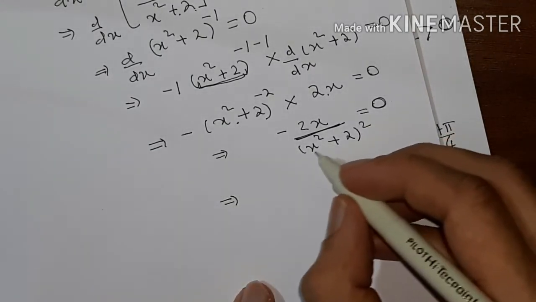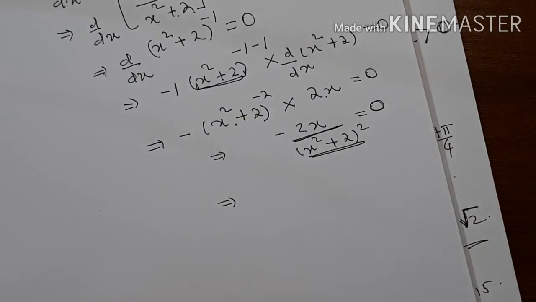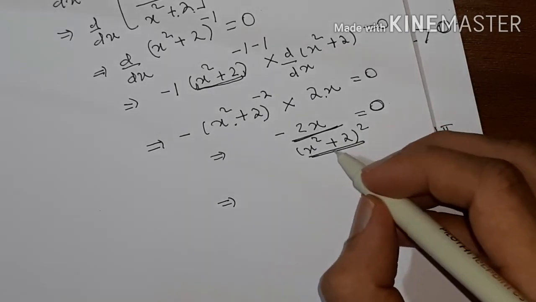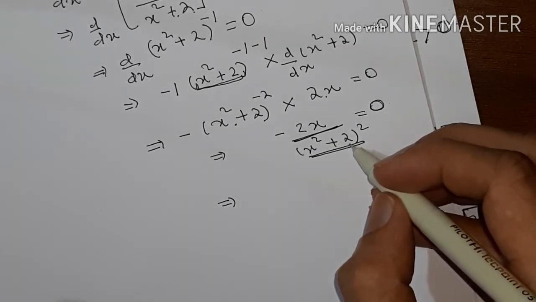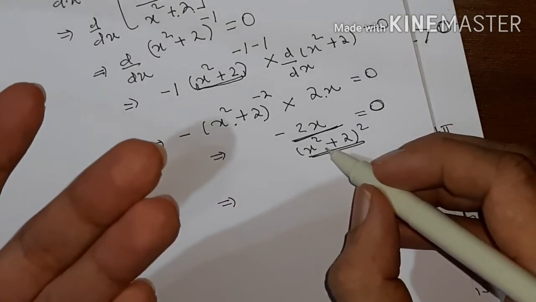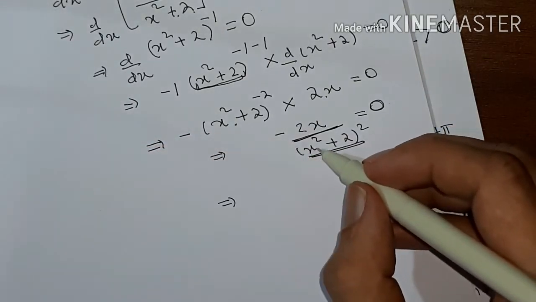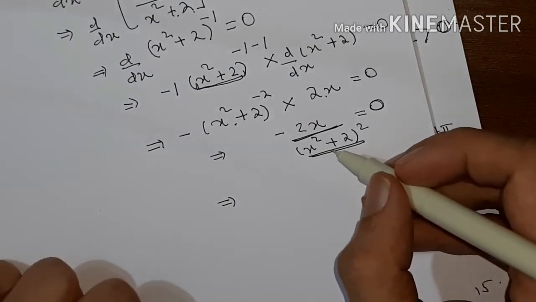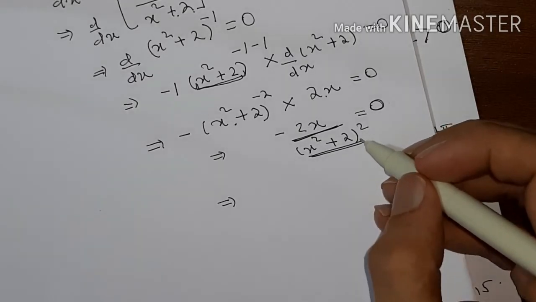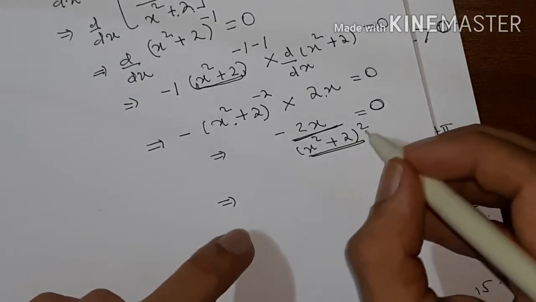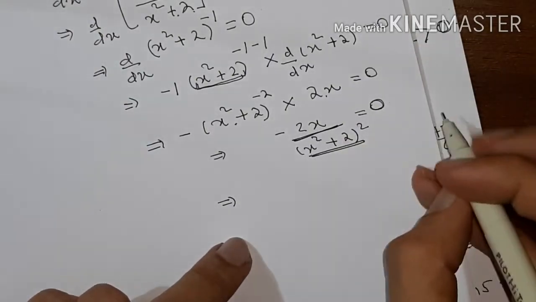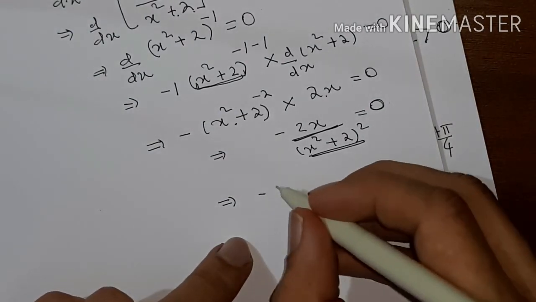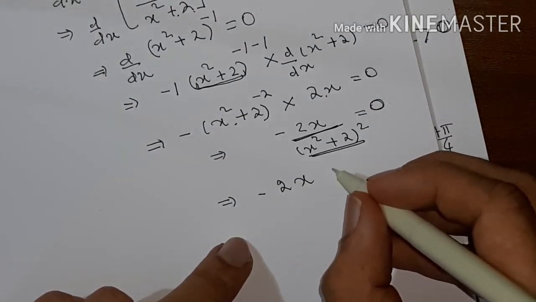Now this denominator is always non-zero, you can see, because for any value of x you take, x square is a positive quantity, and plus 2 will be a non-zero quantity. Even if x square can be 0 at x equal to 0, what you are getting is 0 plus 2 only, that is 2, which is non-zero. So you see that this is always non-zero, so you can multiply by x square plus 2 the whole square on both sides of the equation. So what you will get? 2x equal to 0.